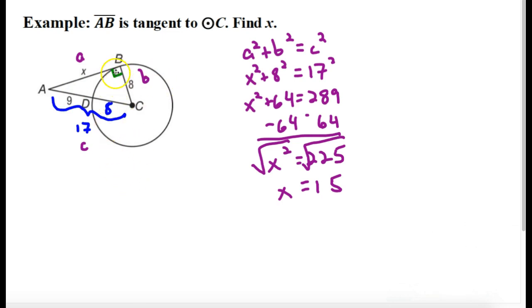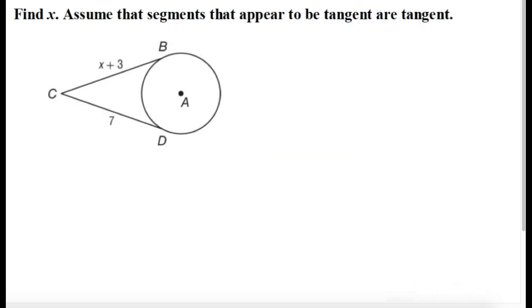Right? So using our new property that a tangent line, which is a line that hits the circle in one point, has to be perpendicular to a radius, we were able to use our properties of right triangles and use the Pythagorean theorem for this problem. Right? Let's take a look at another example.